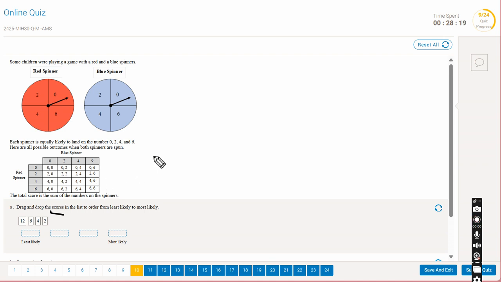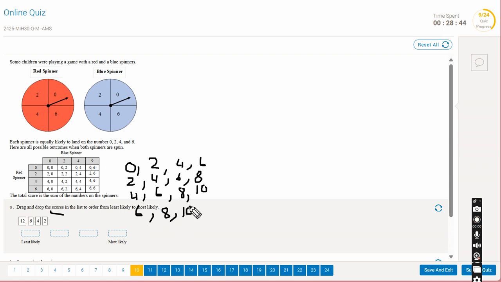So what are we supposed to do? 0, 0 is going to be 0. We'll just write it here. 2 plus 0 is 2. 4, 6, 2, 4, 6, 8, 4, 6, 8. 6 plus 4 is 10. Again, 6 plus 8, 10, and 12.